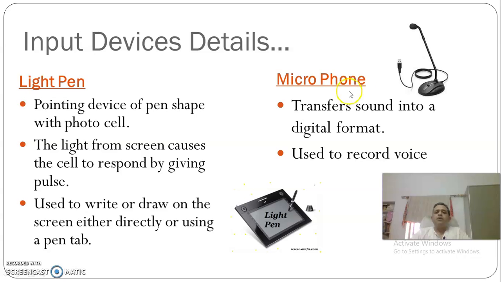Next is the microphone. Microphone, in short, is called a mic. It transfers sound into a digital format. When you are speaking something and when you are recording some sound, it transfers that sound into a digital format and saves it for you on the computer.